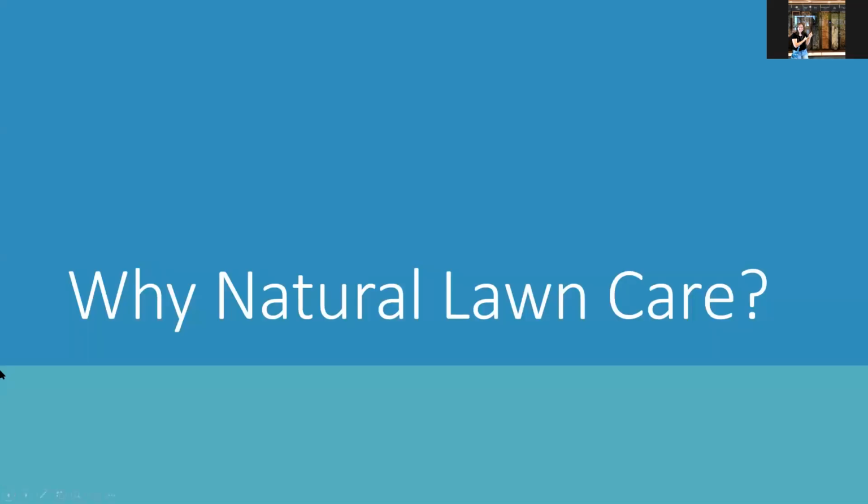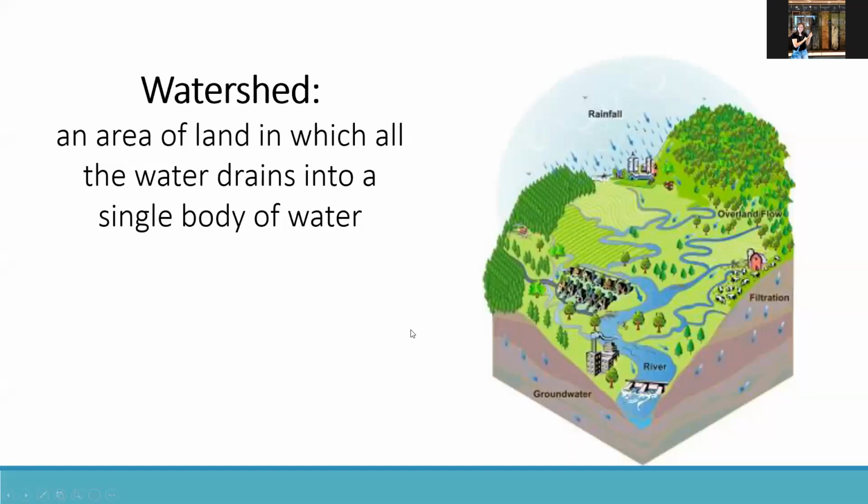So why natural lawn care? This will be a little bit of a repeat if you were in part 1 of the series, but essentially, we want to reiterate that our lawns affect more than just our own properties. There's a more widespread effect. And so we care about our lawns because of watersheds. Now, a watershed is an area of land in which all the water drains into a single body of water. So the rainfall up here on this landscape drains into this river.